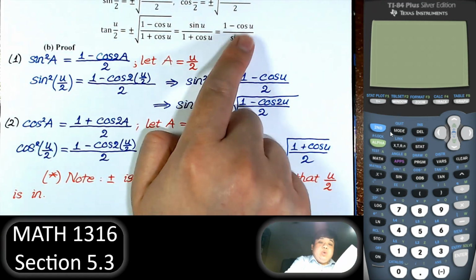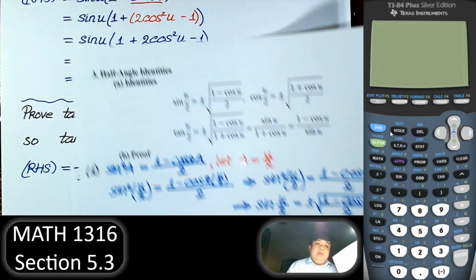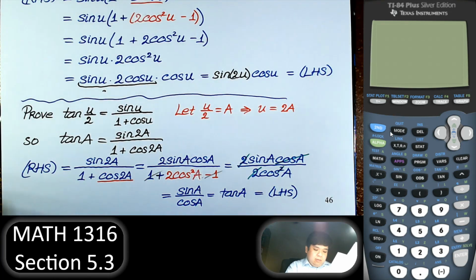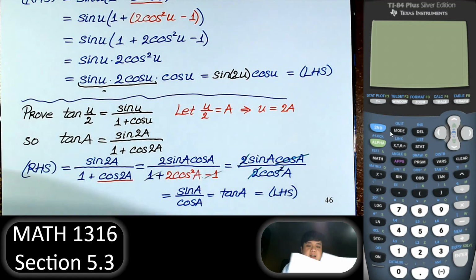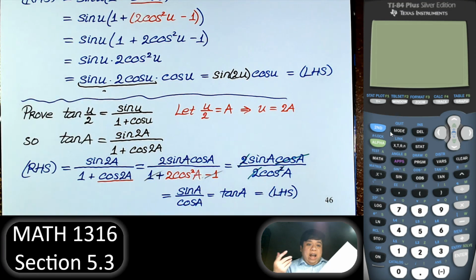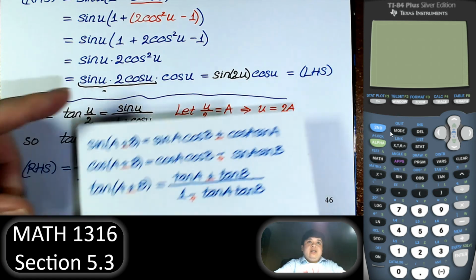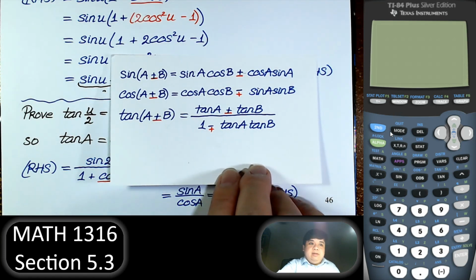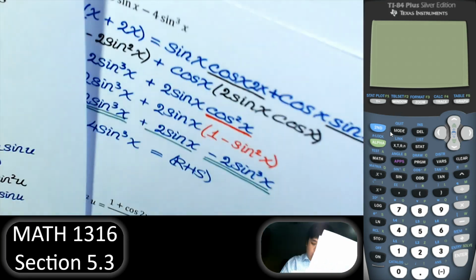So that is the proof for that identity. Of course, we can use the other one and the proof will be similar. Right. So with that, this is the application of double angle, half angle, power reducing. Of course, all of them will come from these identities.